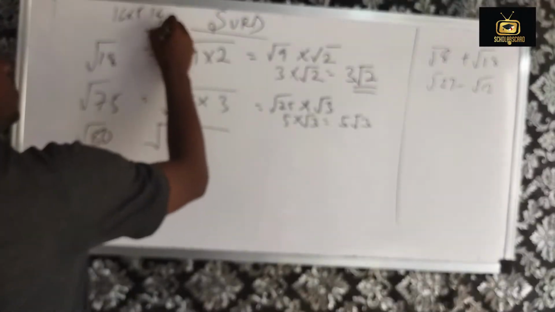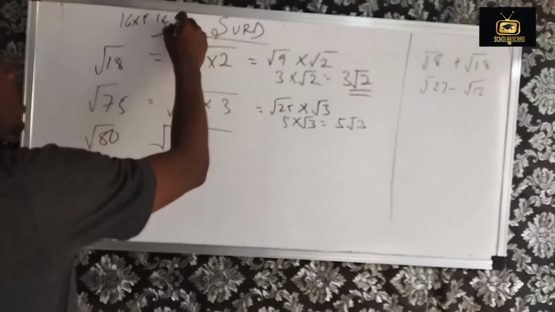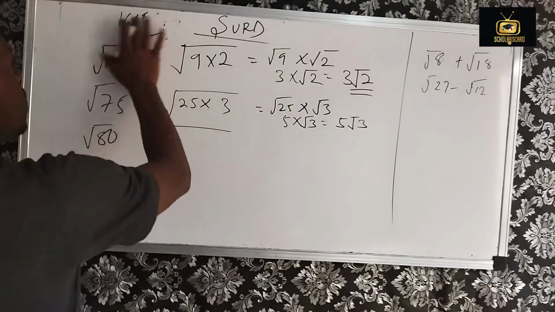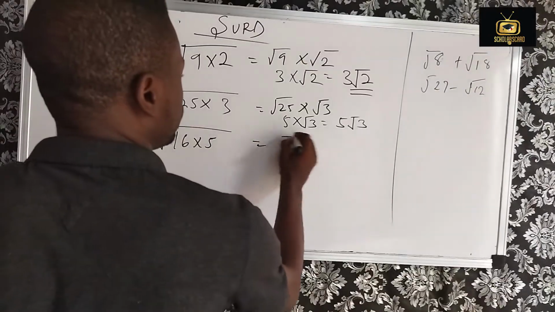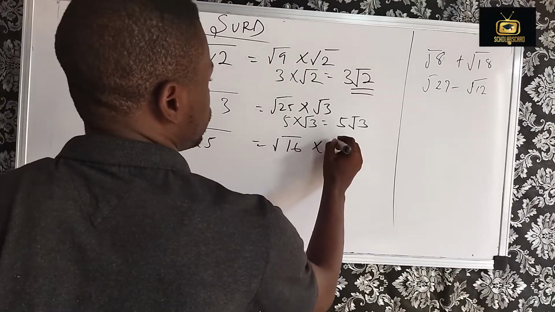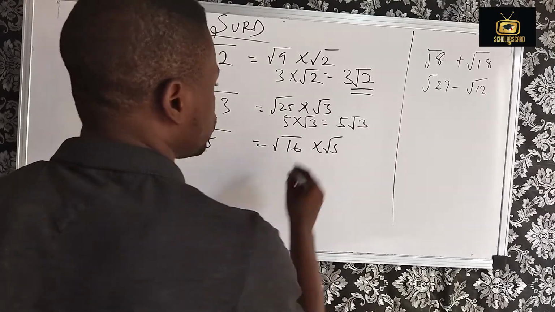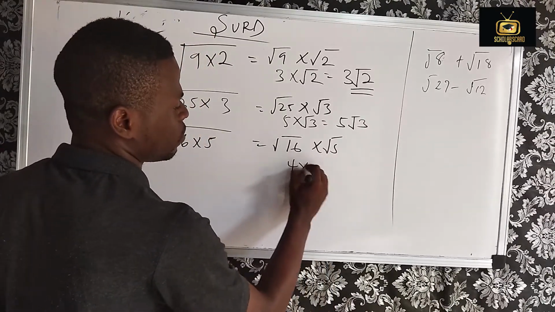80. Now look at it, 16 times 5 is 80. So in this place, 16 times 5. Now the square root of 16 times 5 becomes root 16 times root 5. So the square root of 16 is 4. Root 5 remains.